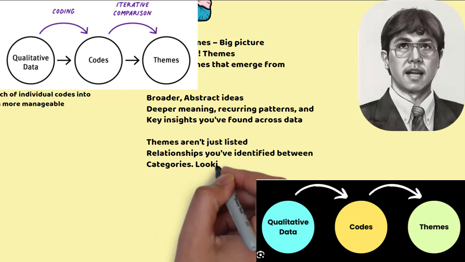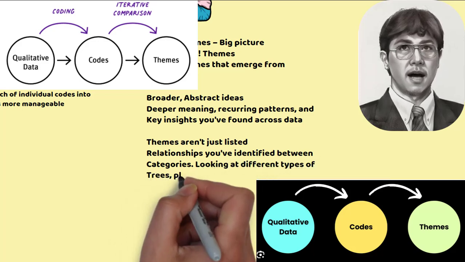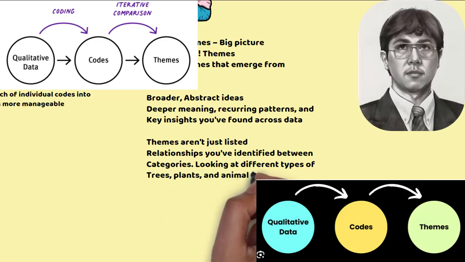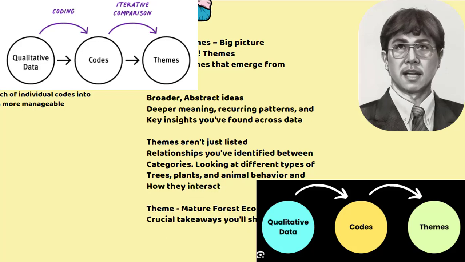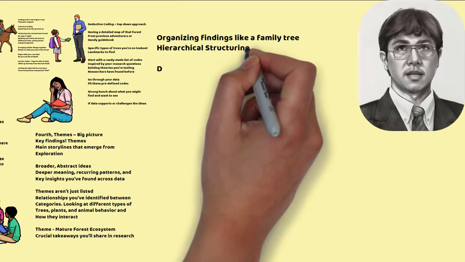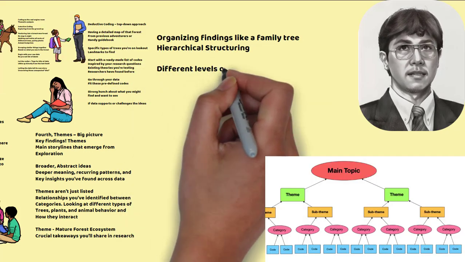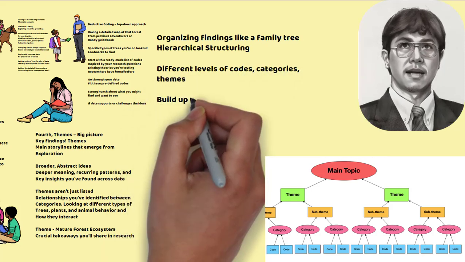So, in our forest example, after looking at different types of trees, plants, and animal behavior and how they interact, you might identify a theme like the delicate balance of interdependence within a mature forest ecosystem. Themes are the crucial takeaways you'll share in your research. And finally, let's imagine organizing your findings like a family tree. That's hierarchical structuring.